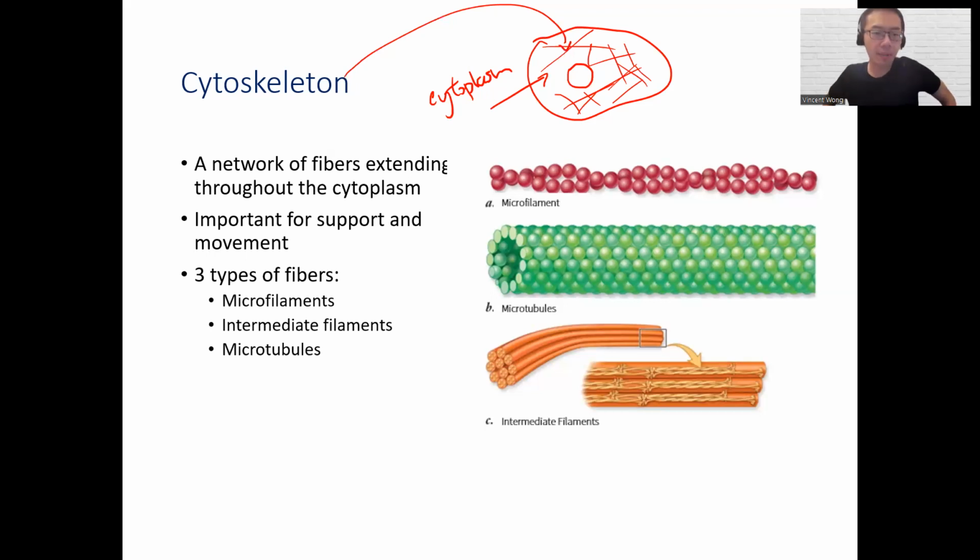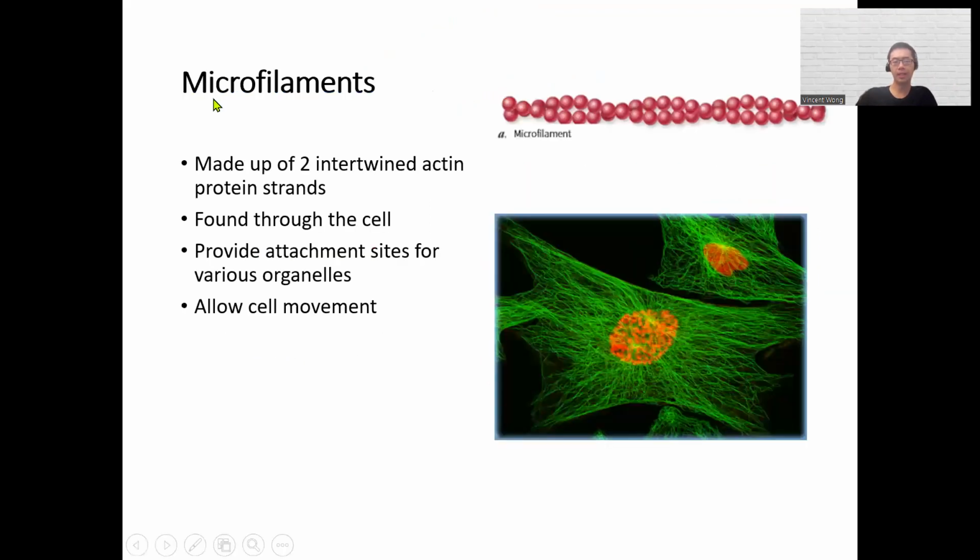There are three main types of fibers that we're going to be looking at, and they're all listed here. First one is called microfilaments. Next is intermediate filaments. And then we have the microtubules. And that's the cartoon depiction of what they look like. We're going to examine each one of these in closer detail right now, starting with microfilaments. Microfilaments are actually made up of two strands of actin proteins.